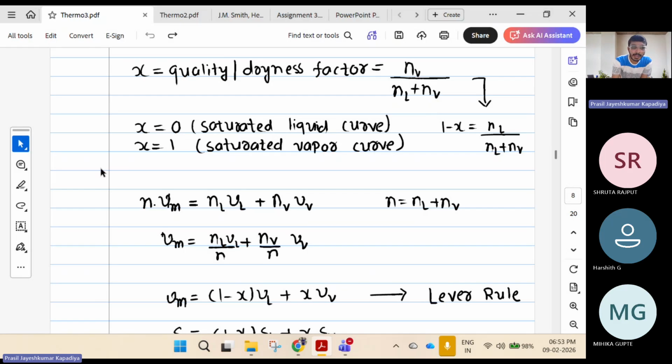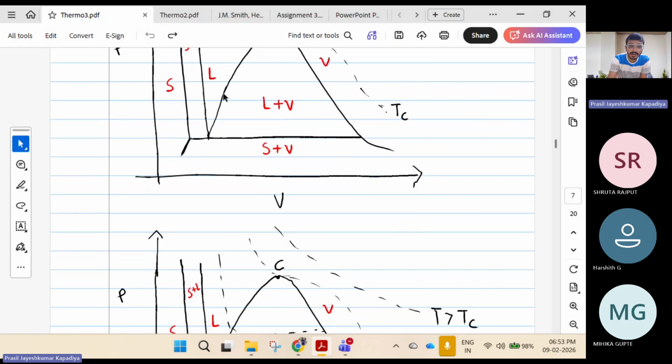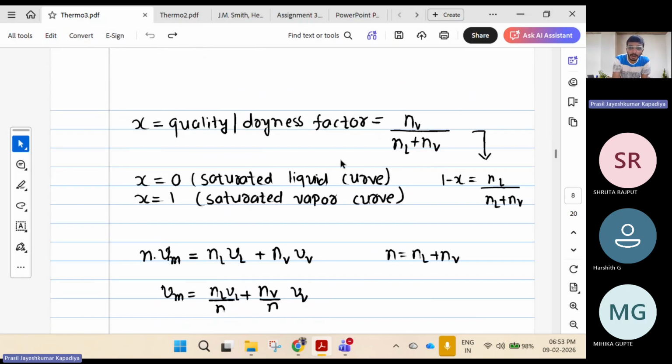Okay, when I am at this curve, this is my saturated liquid curve. What is saturated liquid? Liquid means there are no vapor molecules, so NV is equal to 0. So my X is equal to 0 for the saturated liquid curve. Similarly, the saturated vapor curve means only vapors, so NL is equal to 0, NL cancels out, and X is equal to 1.